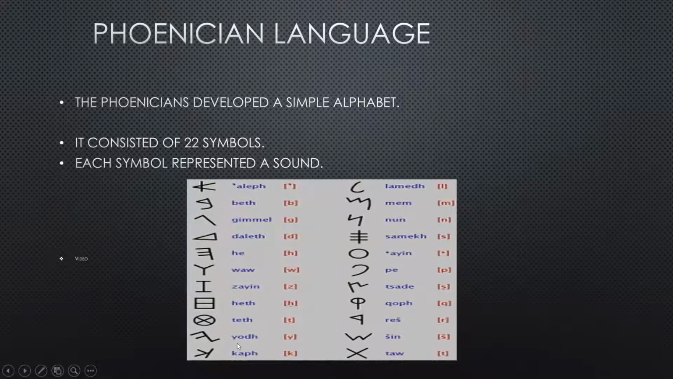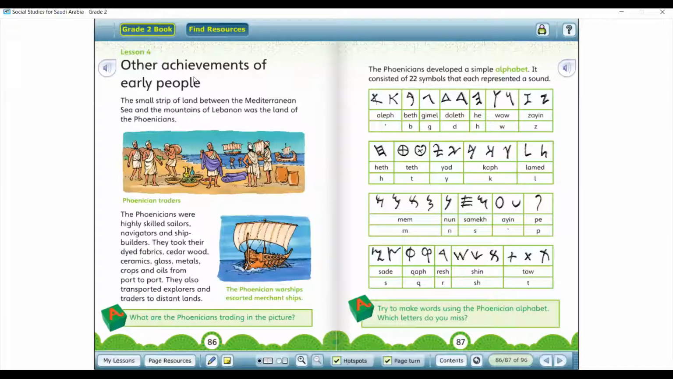Now here's a sound clip that I would like us to listen to. And before we do that, just a reminder of the pages we are looking at. It is other achievements of early people in our student book, page 86, as well as page 87. And here it says at the top, which I summarized, the Phoenician alphabet was a simple alphabet, okay? And it consisted of 22 symbols that each represented a sound.